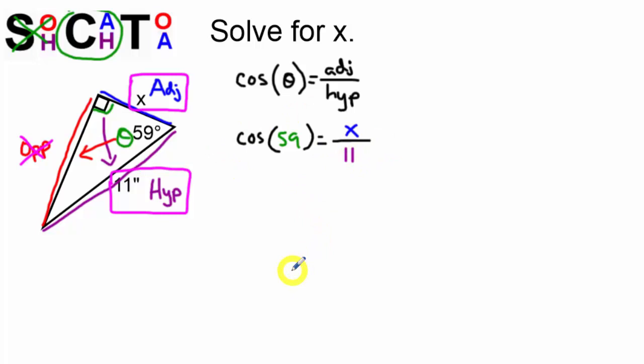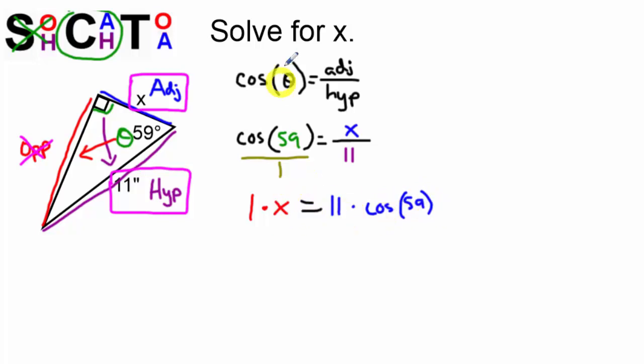Our job is to solve this for x, which means to get x by itself. The best way to get x by itself in this particular problem is to cross multiply. And we can use cross multiplication by turning the left side of the equation into a fraction. We can place this over 1, and now we can cross multiply. On the first diagonal, let's do 1 times x, and then that is equal to the other diagonal. So that would be the 11 times cosine, and the 59 is connected to the cosine, so we'll bring that down as well.